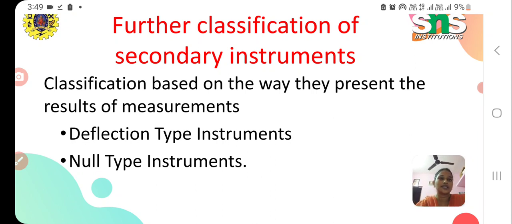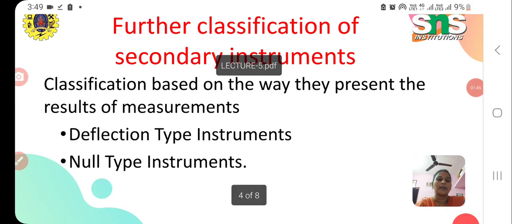Deflection type instruments, for example an ammeter or voltmeter with a dial wherein a pointer moves, are examples of deflection type instruments. These provide a basis for determining the quantity under measurement using a mechanical displacement of a pointer or a moving system.